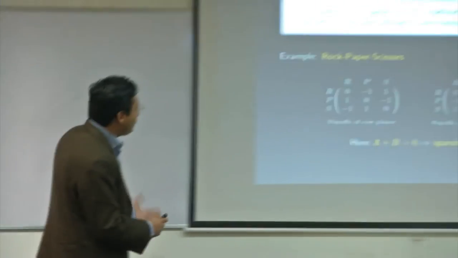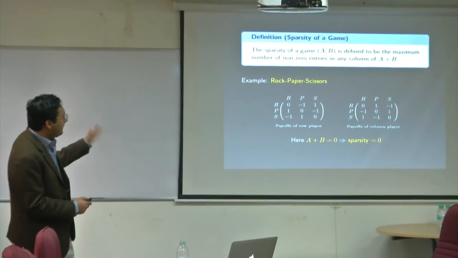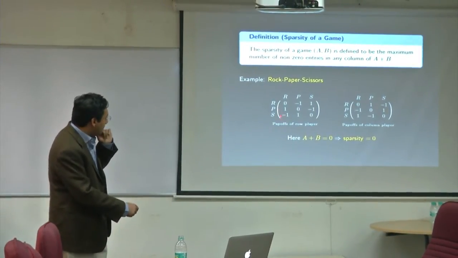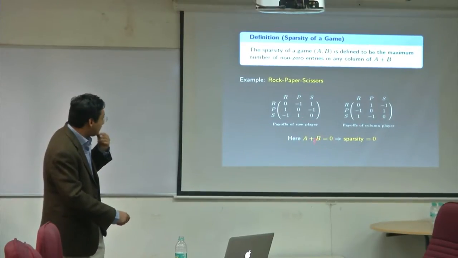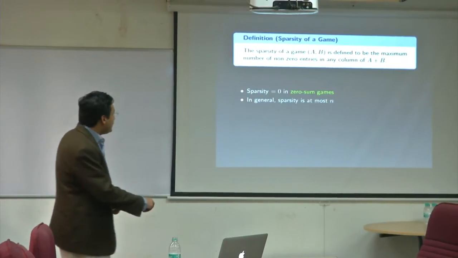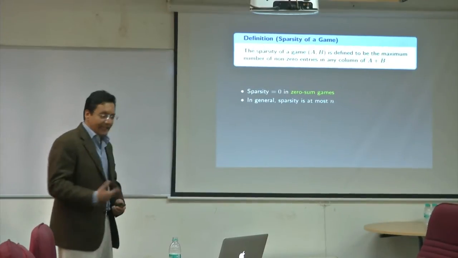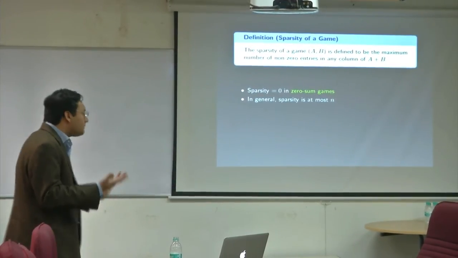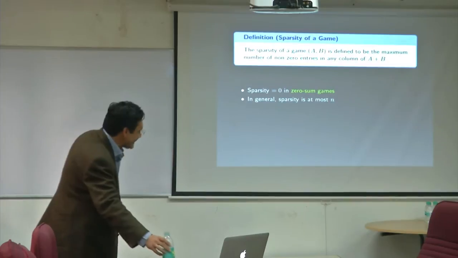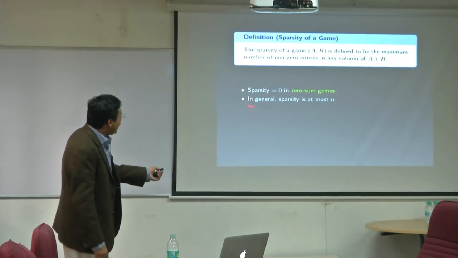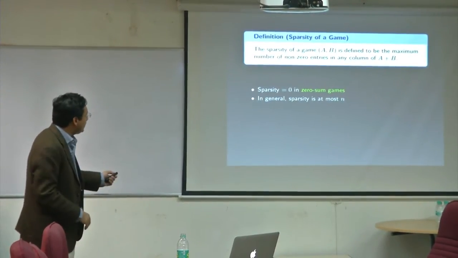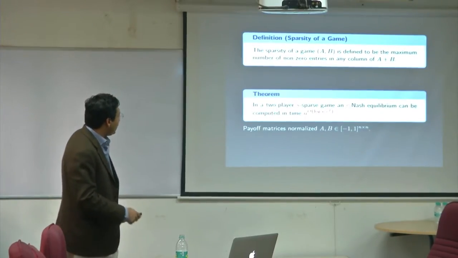So with this definition in mind, let me make this concrete. If I look at my rock, paper, scissors example again, this was a zero-sum game, so the sum of these two matrices is all zero, so the sparsity here is zero, all columns are zero. In general, the sparsity can be at most n. These are n by n matrices, so the number of non-zero entries in any column can be at most n. There's a technical caveat: for me, sparsity is always the max of 2 and 0, but for ease of presentation I'm using this definition. And here's the formal statement of the theorem.